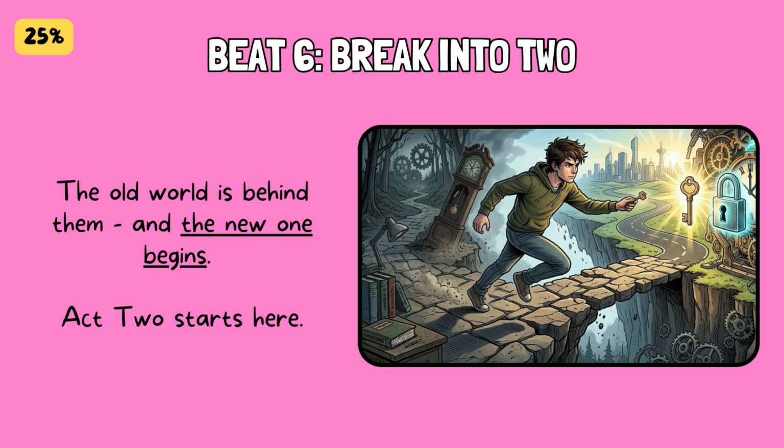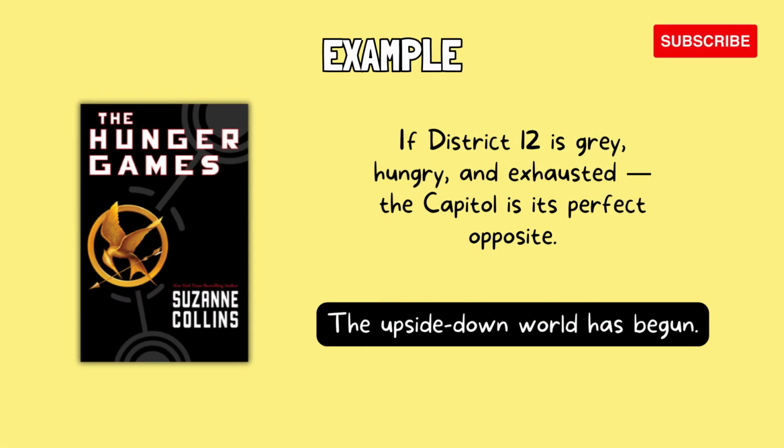Beat 6, break into 2. The hero makes a choice, or the world makes the choice for them. Either way, the old world is behind them, and the new one begins. Act 2 starts here. Katniss and Peeta arrive at the Capitol.